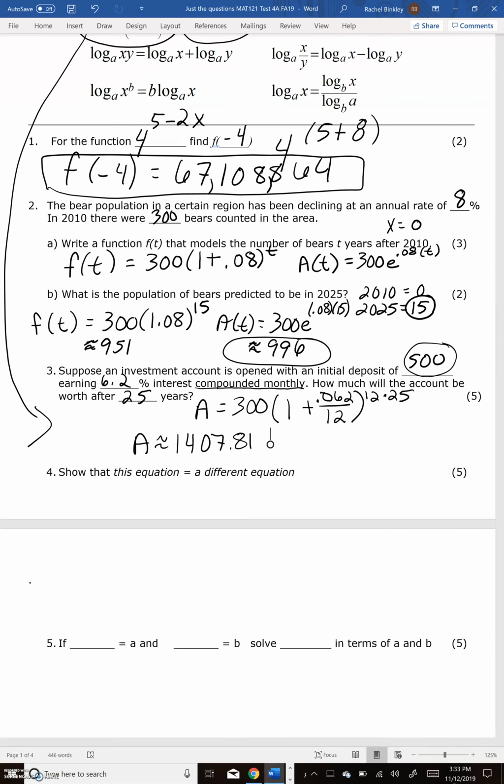So question 4, show that this equation is equal to a different equation. All right, you guys, I'm actually going to stop this video and start that one with another one, because that's going to be a little proof and it'll be a little bit longer than we have left.